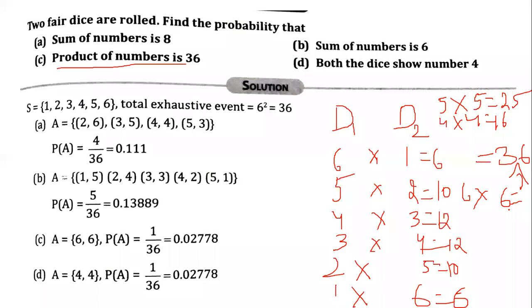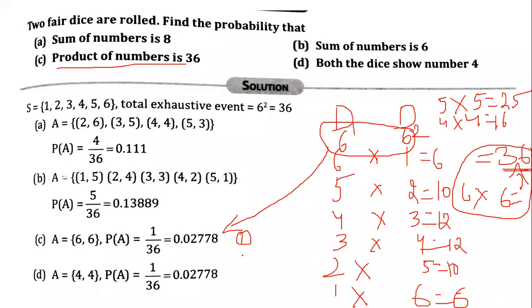Correct? 6 sixes are 36. So only one outcome is favorable to me, where I will get the product of the numbers as 36, when I roll 2 dice and both dice give me 6 as the answer. Only in this one case will I get the multiplication as 36. So there is only one favorable event out of a total of 36 events. Understood the third one?